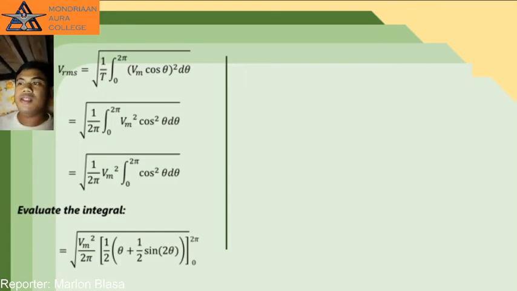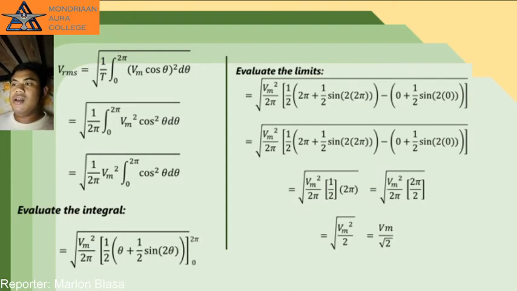So, evaluating the limits, we have the square root of Vm squared over 2 pi, quantity 1/2. Unahin muna natin yung 2 pi. So, distribute lang natin. 2 pi plus 1/2 sine 2 times 2 pi minus quantity 0 plus 1/2 sine 2 times 0. So, evaluate natin yung 1/2 sine 2 times 2 pi. Yan ay 0. Tapos, yung 0 plus 1/2 sine 2 times 0 is equal to 0 pa rin yan.